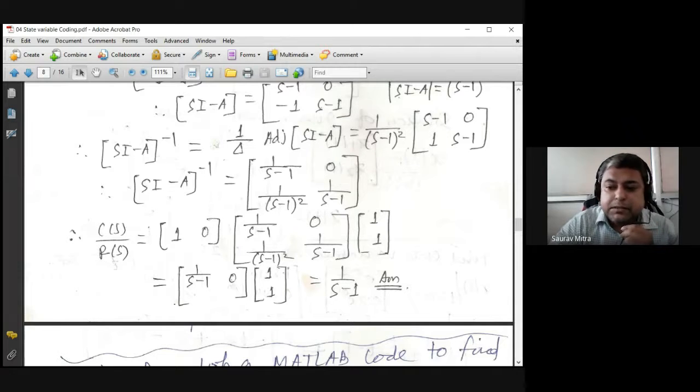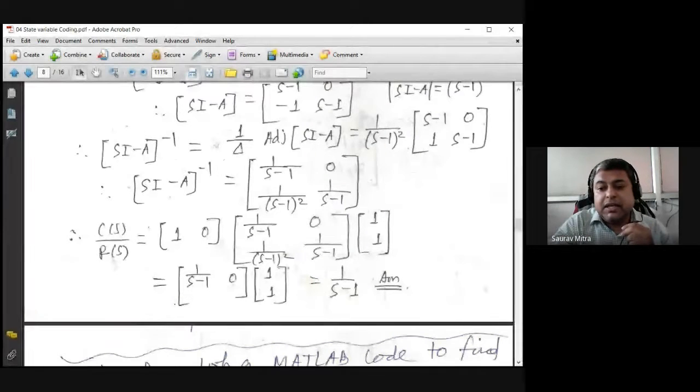So this is a transfer function of a first order system, because C(s) by R(s) is the transfer function of a closed loop system, and we are finding that it's an unstable closed loop system. How do we know that? Because the denominator equation is s minus 1, and that means s minus 1 is equal to 0. That means whatever pole I am finding, that pole is lying in the right hand side of the s plane.